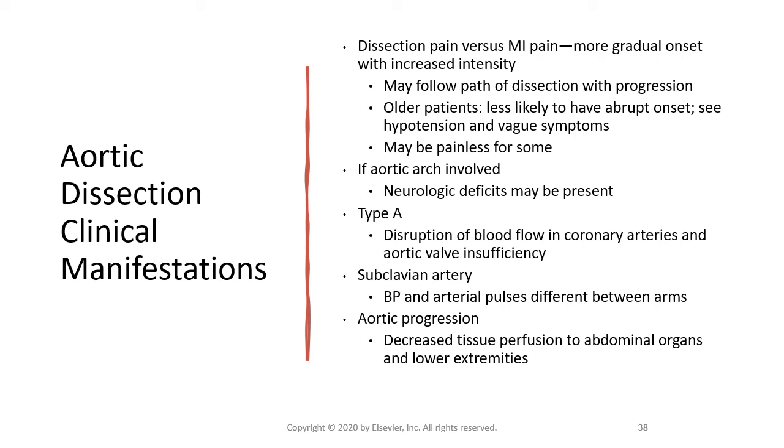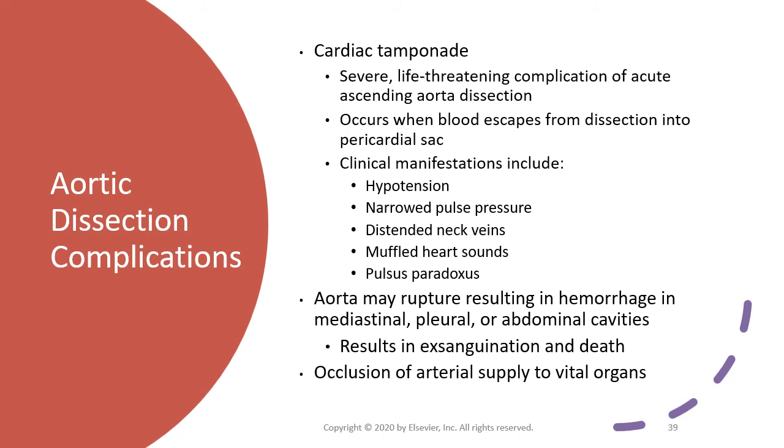Type A aortic dissection usually disrupts blood flow to the coronary arteries and causes aortic valve insufficiency. When either subclavian is involved, pressure readings may be different from the left to the right arm. As the dissection progresses from the aorta, the abdominal organs and lower extremities may show signs of decreased tissue perfusion. A severe and life-threatening complication of an acute ascending aortic dissection is cardiac tamponade. This occurs when the blood from the dissection leaks into the pericardial sac.